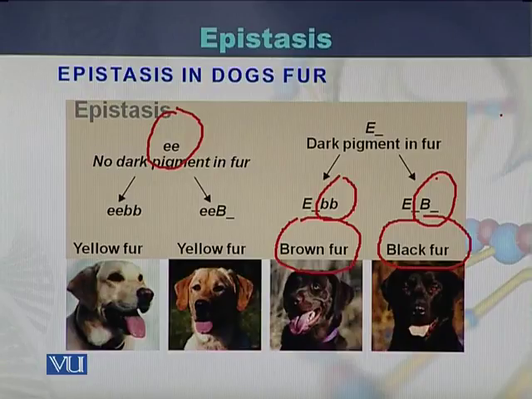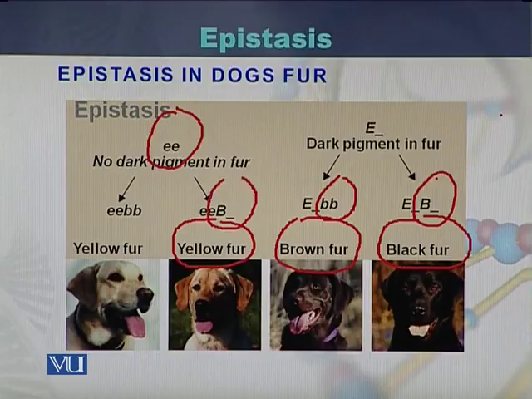On the other hand, there is another gene. If that gene is in homozygous condition, the fur of the dogs will be yellow, regardless of the expression of the first gene, whether that gene is in the dominant form or in the recessive form. It means the second gene is going to affect the expression of the first gene.